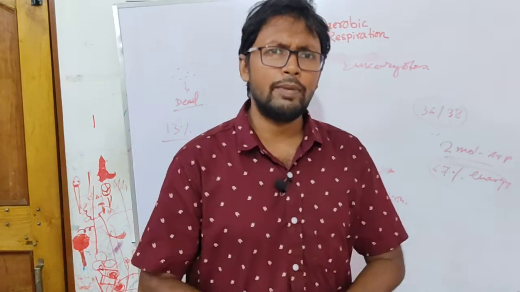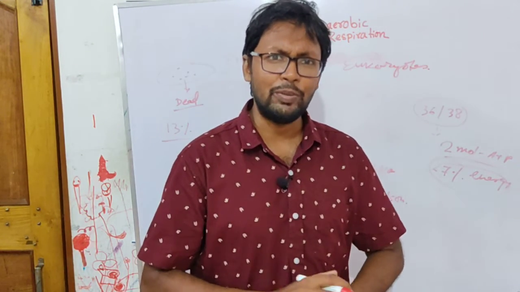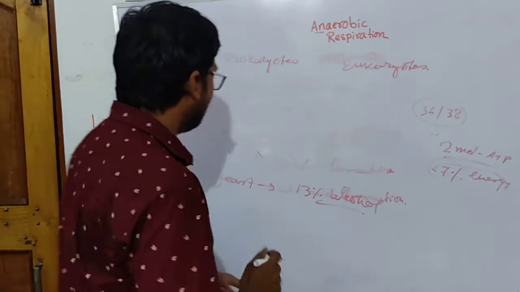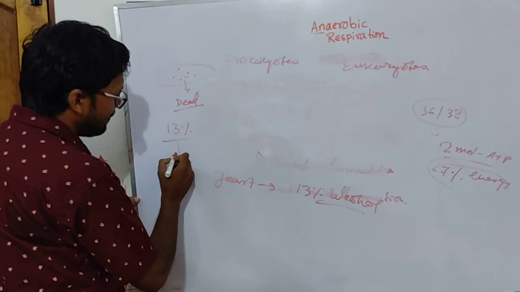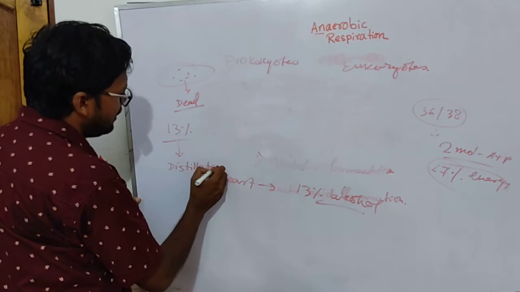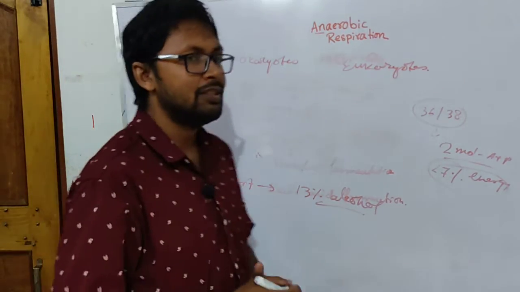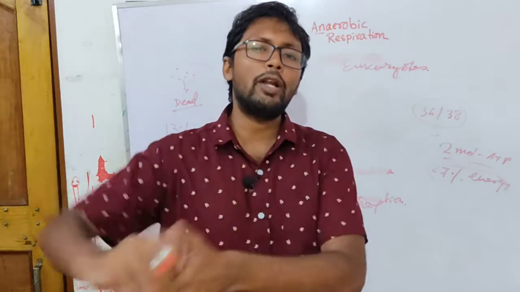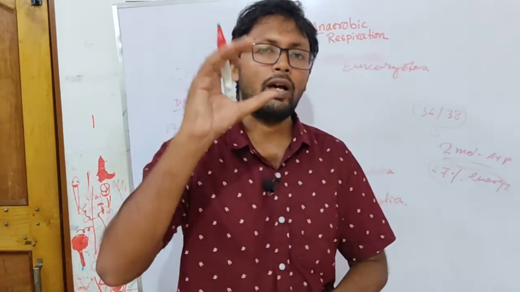So हमको वो 70% 80% जो अल्कोहल मिलता है वो कहाँ से मिलता है? नो, ये पहले तो 13% ही मिलता है. उसके बाद ये डिस्टिलेशन प्रोसेस क्या होता है? डिस्टिलेशन प्रोसेस is the process where the water molecules are removed from alcohol.